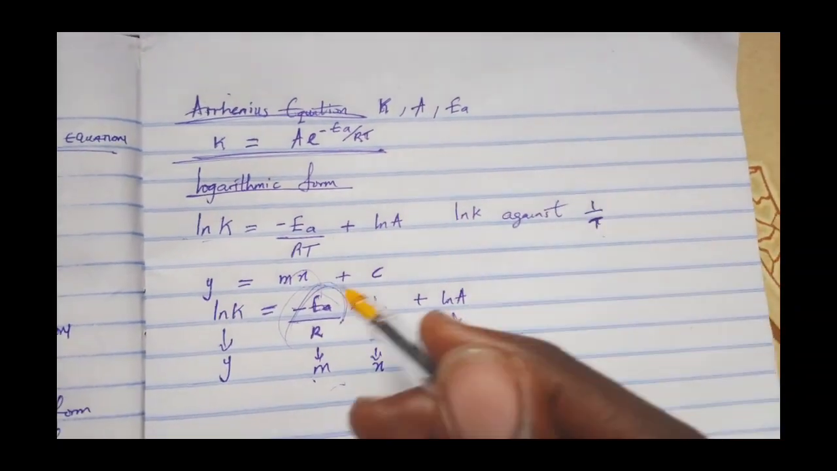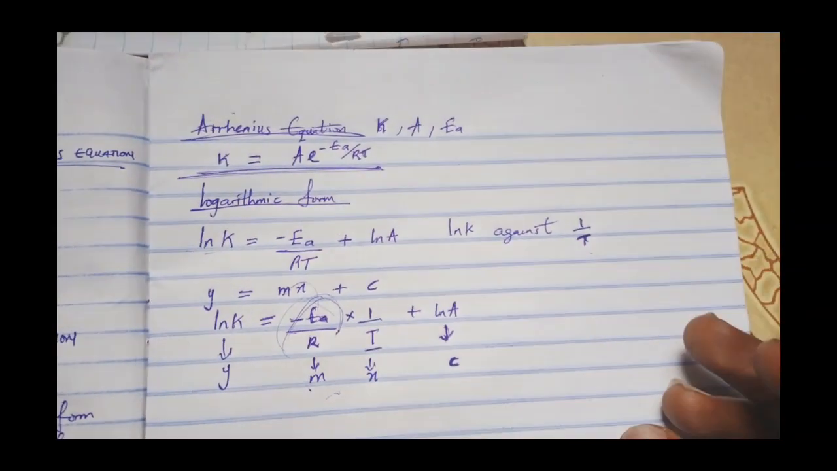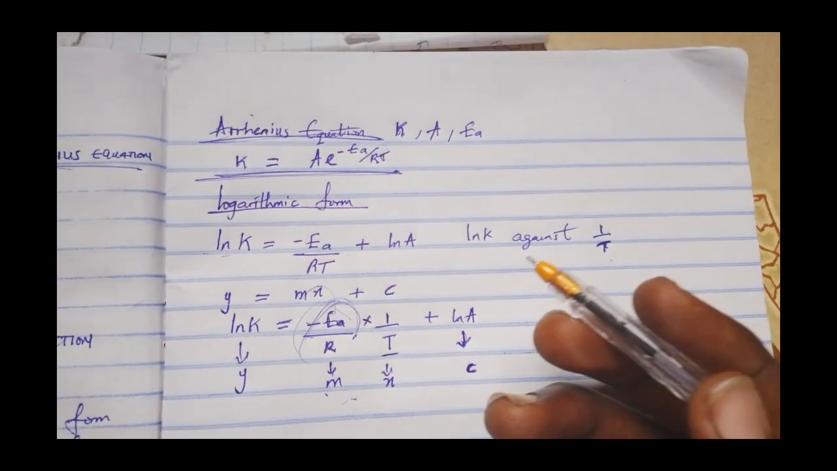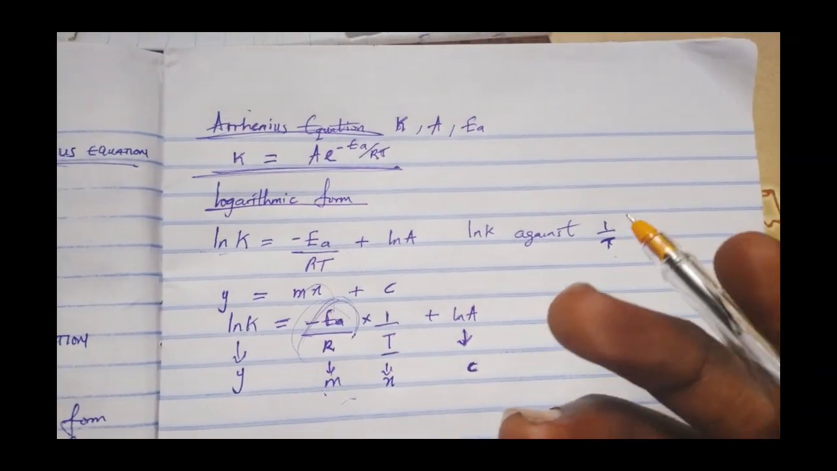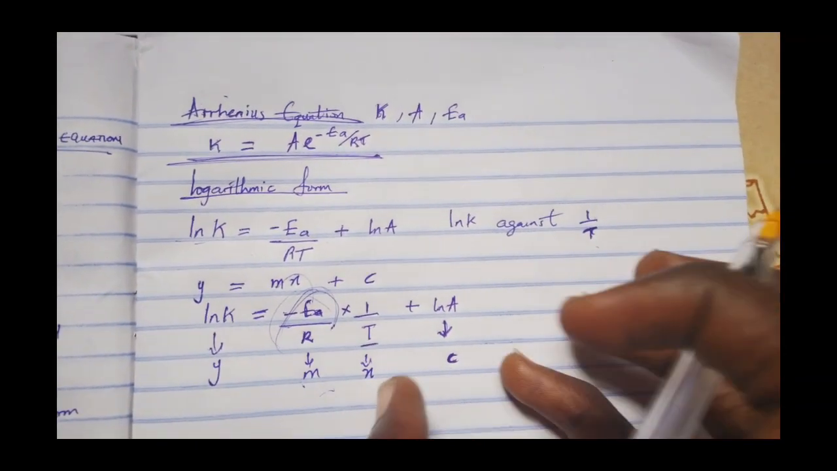So that's all about the revision under chemical kinetics, order of reaction, and the Arrhenius equation. In the next video, we'll be looking at the past questions on each of these concepts.